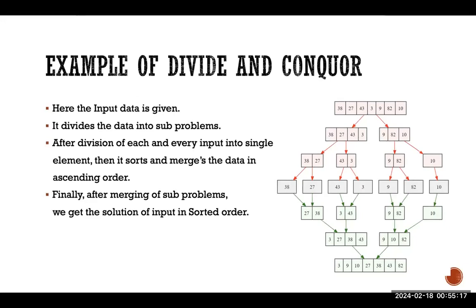Coming to the example of divide and conquer, we consider a raw data input and divide it into subproblems. After dividing each and every input into a single element, we merge the data in whatever order we require. It can be sorted order or anything else.